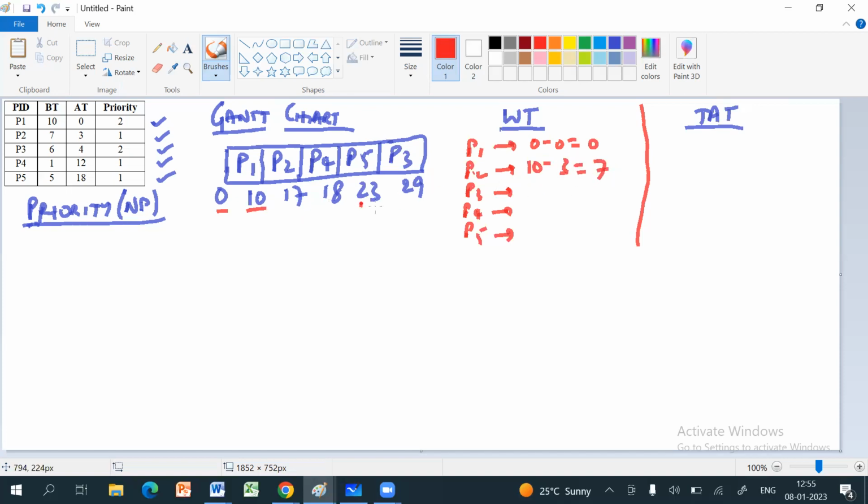P3's start time is 23, so 23 minus its arrival time 4 is 19. P4's start time is 17, so 17 minus its arrival time 12 is 5. And P5 started at 18, so 18 minus the arrival time 18 is 0. So the average wait time is the sum of all this divided by the total number of processes. That comes up to 26 plus 5, 31, divided by 5, which is 6.2.